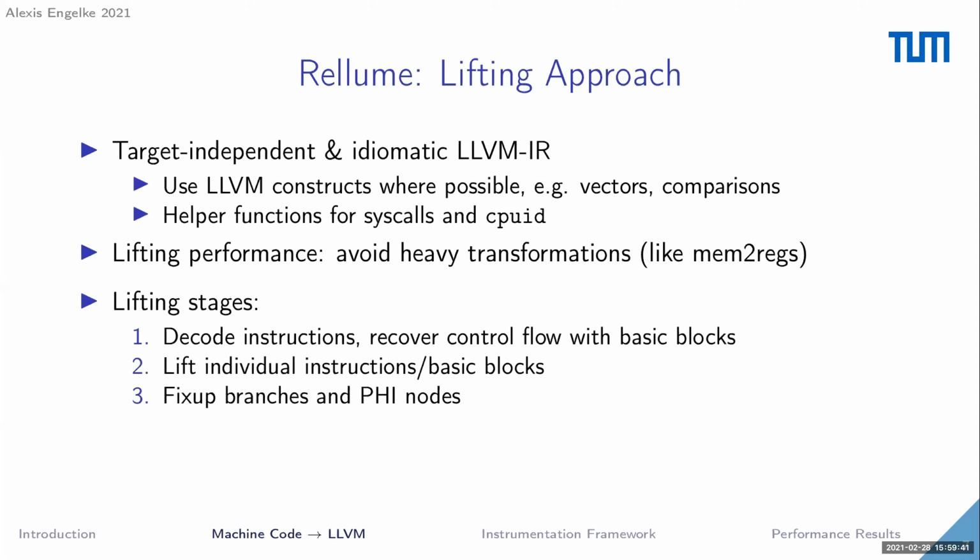In the first step, we decode instructions and recover the control flow from the machine code and split them into basic blocks. Then we lift the individual instructions and basic blocks to LLVM-IR, and in the third step, we can then fix up the branches between the basic blocks and fill the phi nodes with proper values.